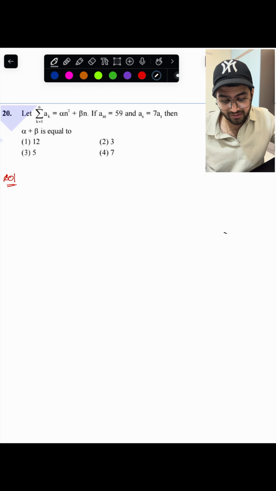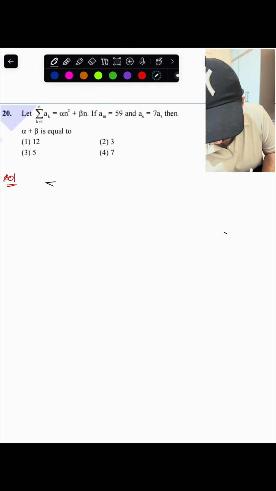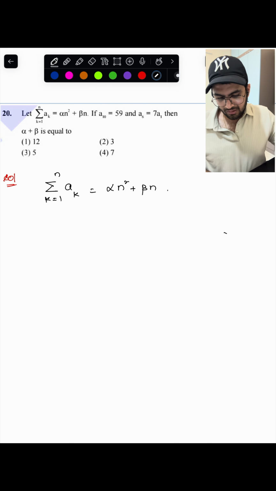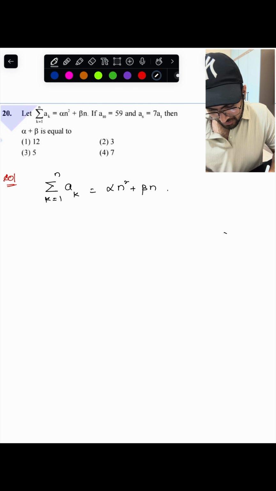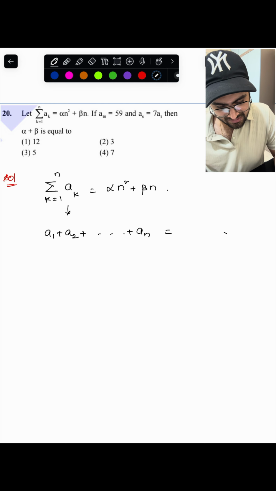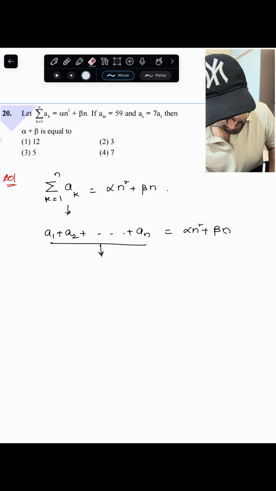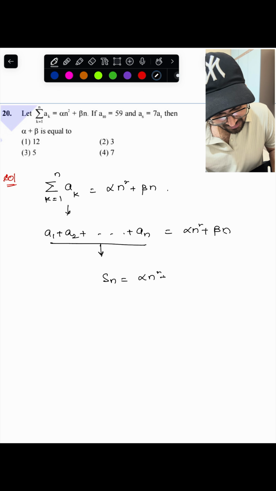Summation is given, sigma is given here. So what is given here? Sigma k running from 1 to n, ak equals alpha n square plus beta n. Now can I say sigma ak means a1 plus a2 plus and so on plus an is alpha n square plus beta n, which is nothing but the sum of the first n terms of a series, right? So can I take it as Sn? Sn equals alpha n square plus beta n.